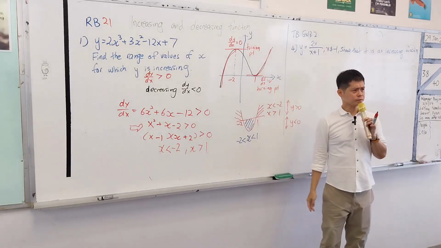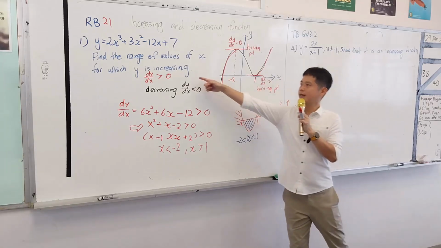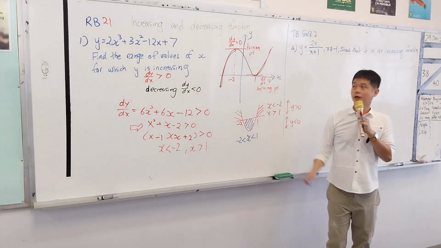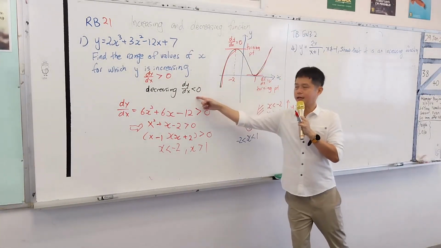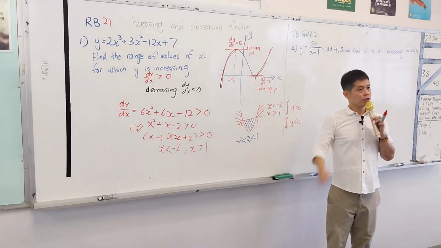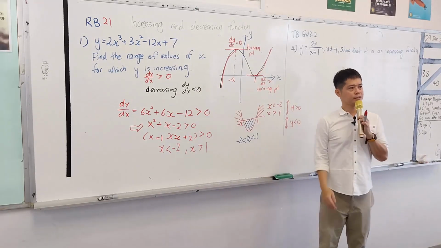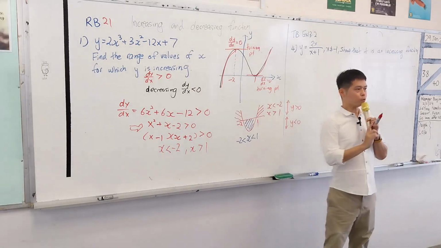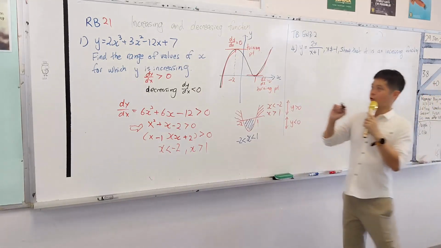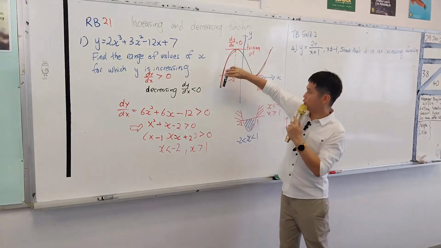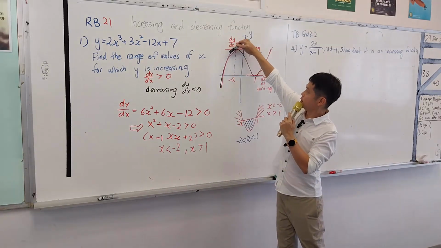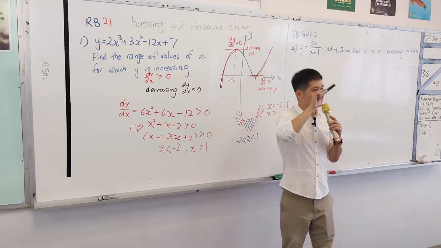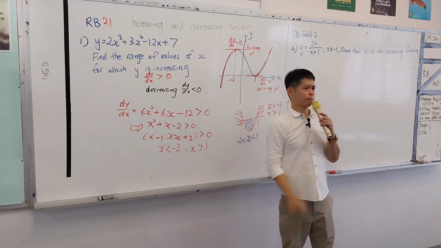Please note this, very important. Increasing part: dy/dx greater than 0. Decreasing part: dy/dx less than 0. Turning point: dy/dx equals 0. For an increasing function, the slope is always positive. Can you see? That's why dy/dx is greater than 0.